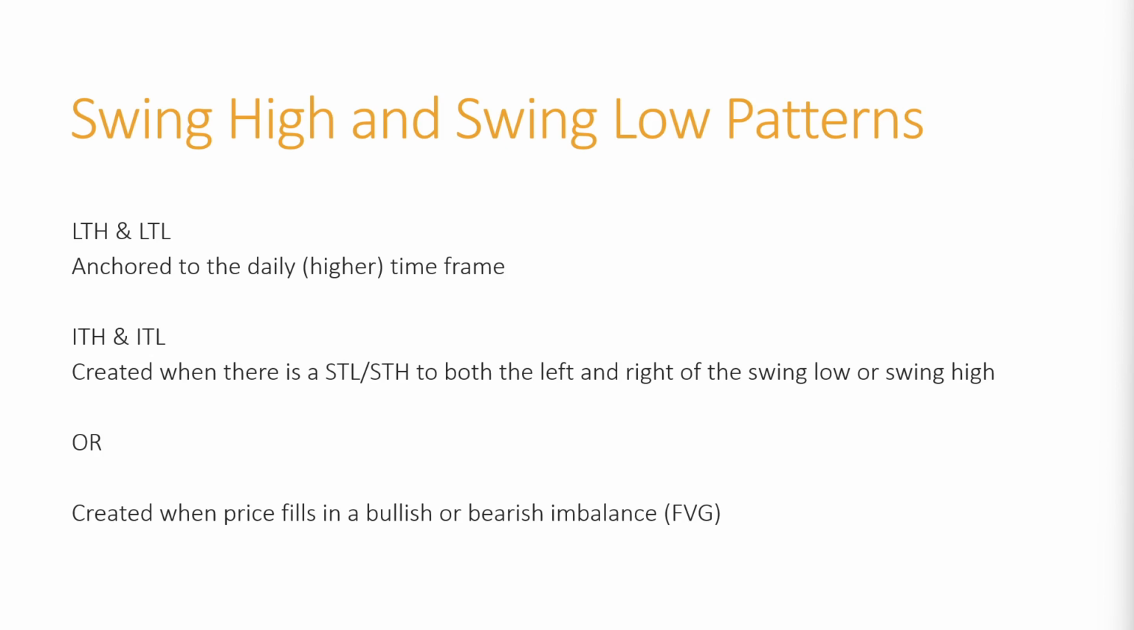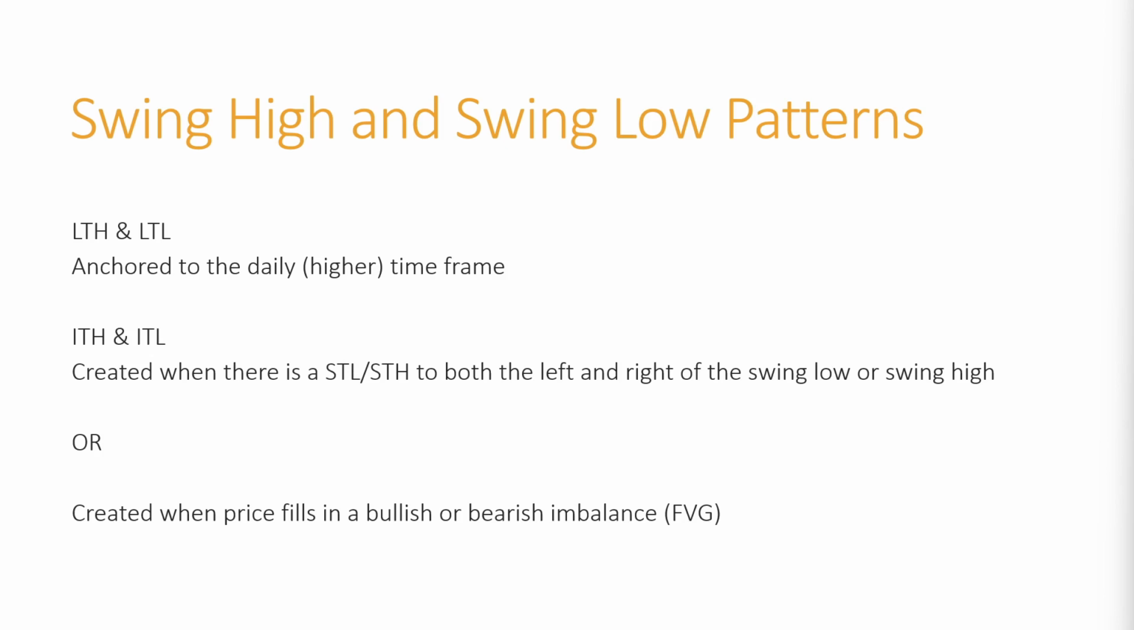So the next swing high and swing low patterns we want to talk about are the intermediate term highs or the intermediate term lows. Now there are two distinct ways that these are created. The traditional way is when there's either a swing high or swing low either side of that intermediate high or low. So if you think about an intermediate term low, the low of that intermediate term low should be lower than the two swing lows either side of it. So both the left and the right should be short-term lows. Now that might be a bit confusing, but it'll make more sense when you see it on the chart.